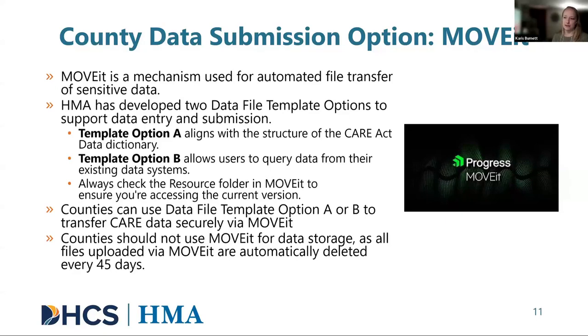MOVEit is an existing mechanism for the transfer of data used by DHCS. Counties can access the most current version of the data file templates in the resources folder within MOVEit. The history log of the data file template will indicate when the file was most recently updated. Counties should not use MOVEit for data storage, as all files uploaded via MOVEit are automatically deleted every 45 days. Next slide, please.